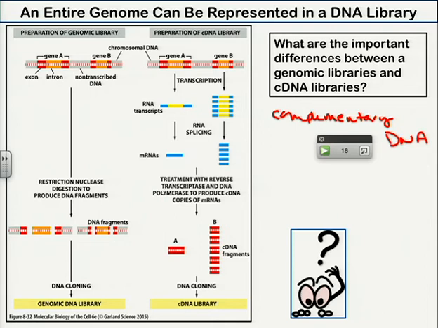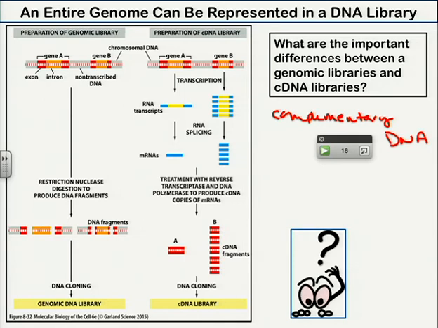Oh, it's messenger RNA, so it's already been, yeah, in fact, they use the poly-A tail as a way to pull out the messenger RNA by binding it to something that's rich in Ts.